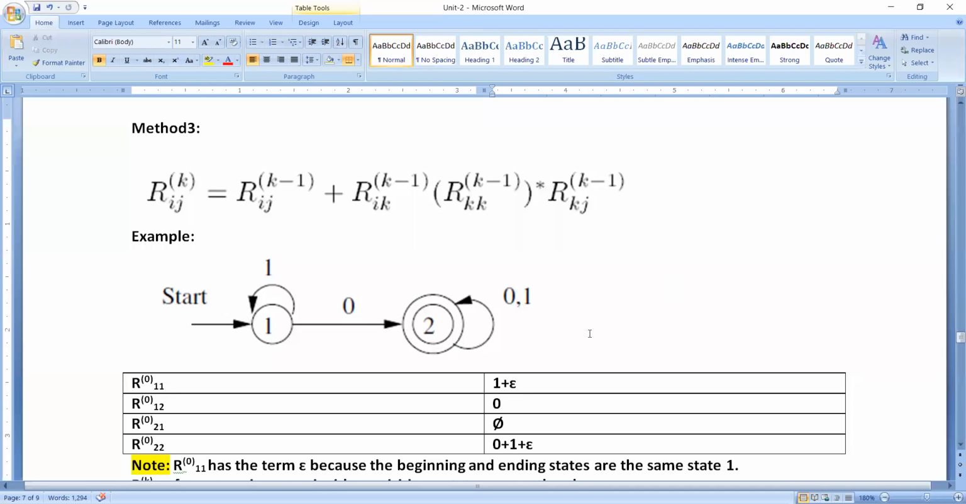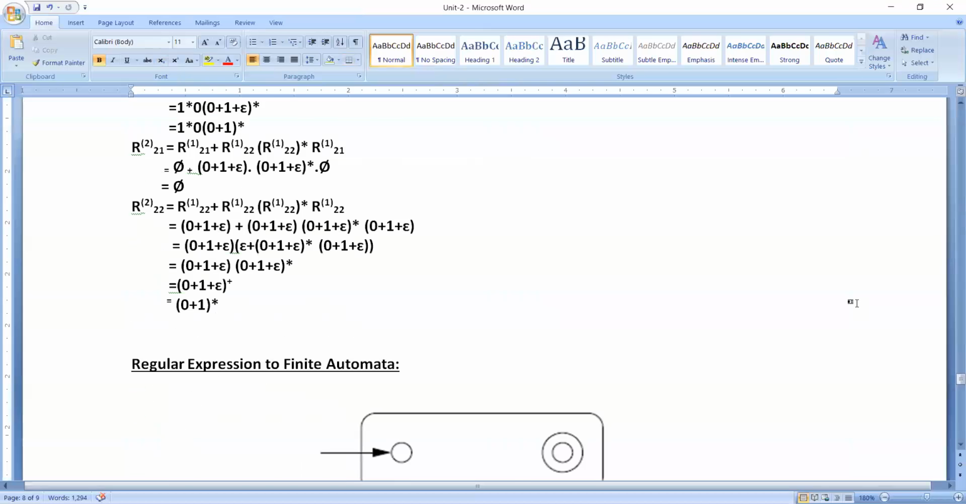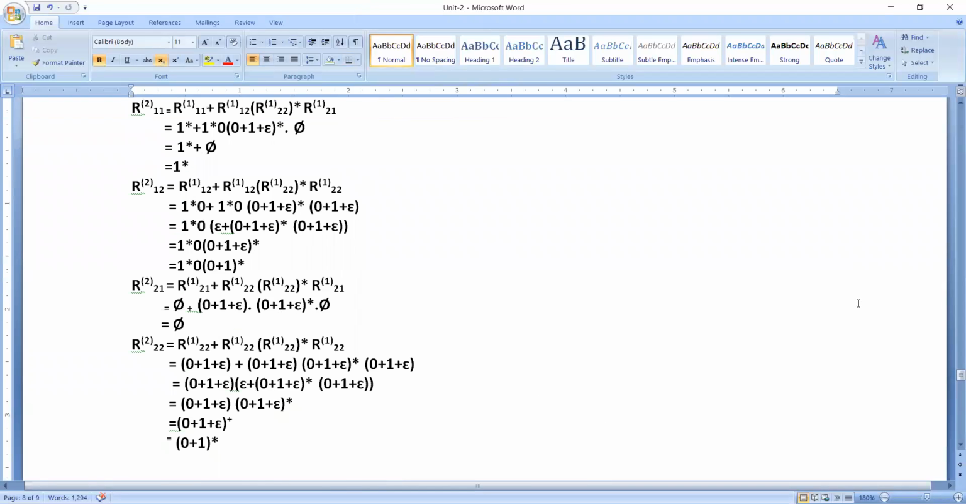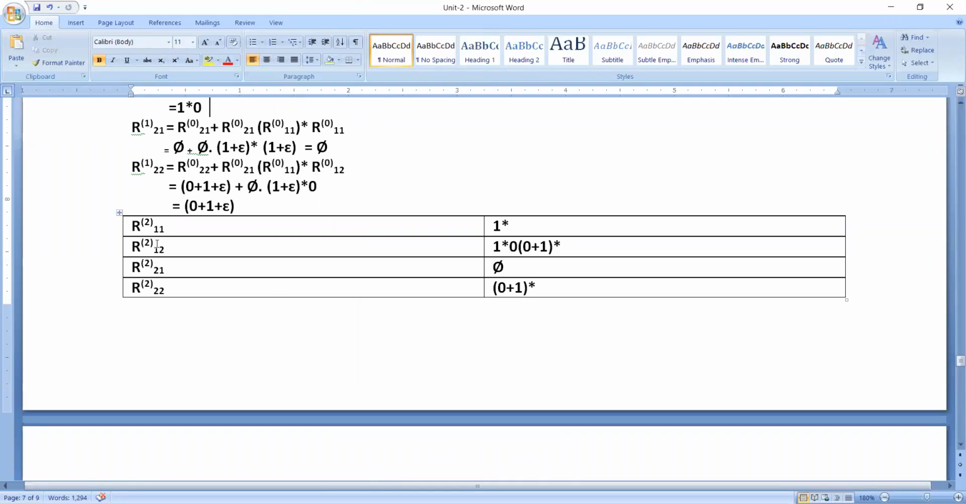So what is the final answer? Now we need to search for R power 2 base 1 2. Now you can see here what is the table we have. So this is the table. Now you can see here, 1 is the initial state and 2 is the final state, and the 2 will be the maximum number of states available in our transition diagram. Now what is the answer we are going to get? For this part, what is the corresponding regular expression available? So this is the regular expression available.